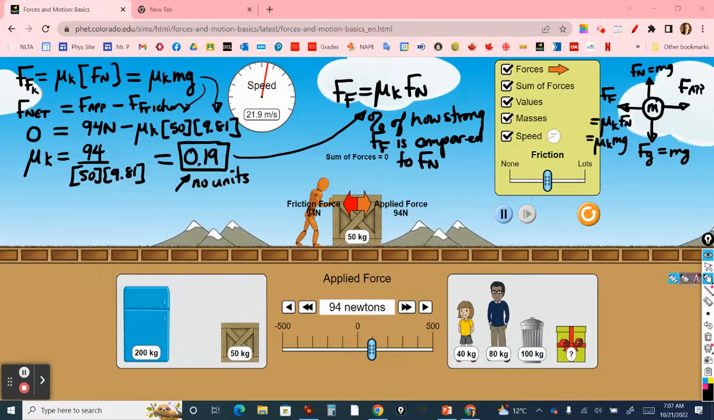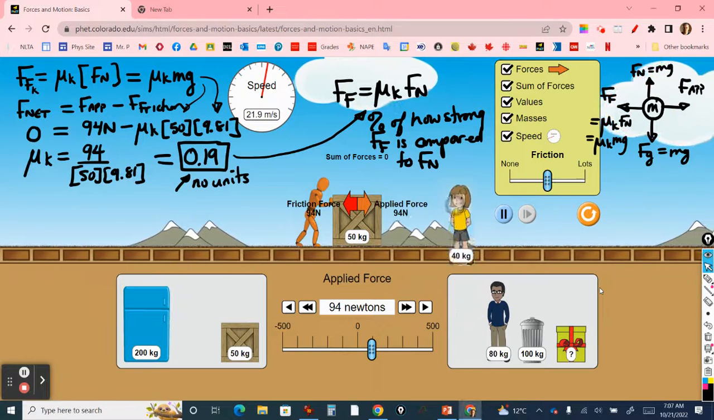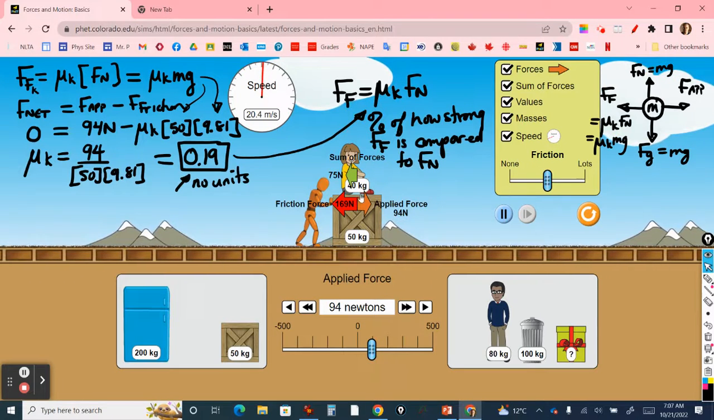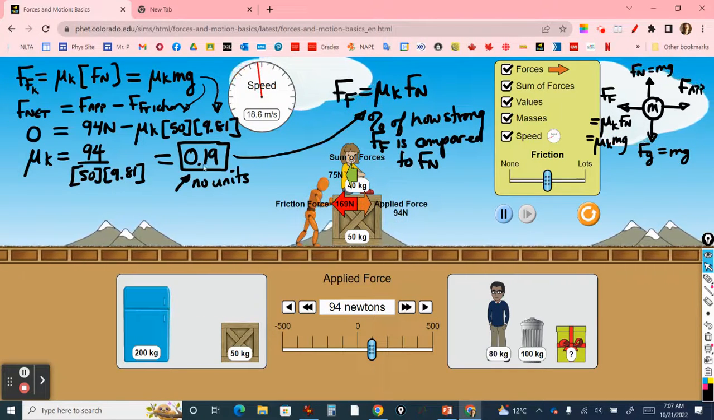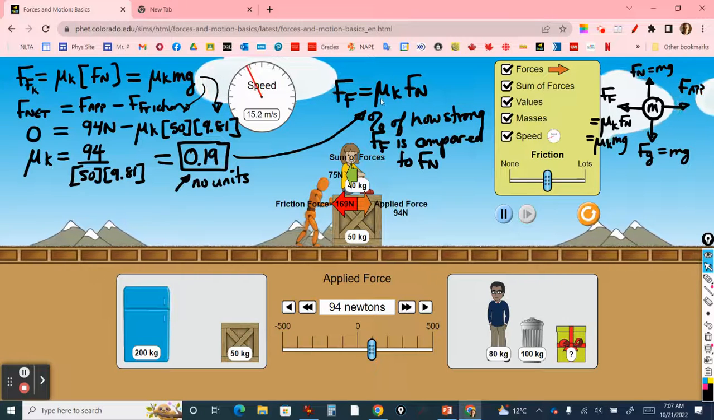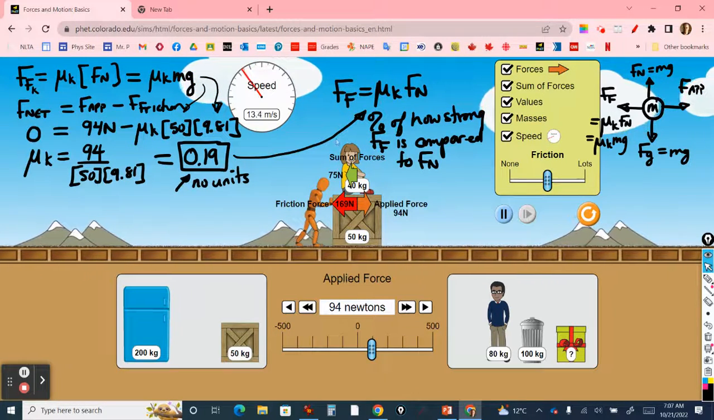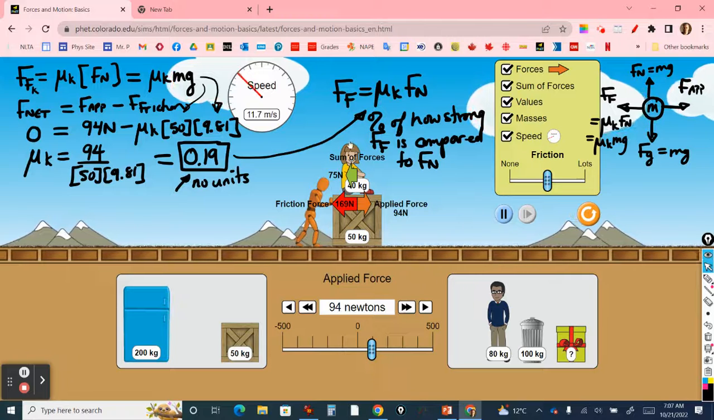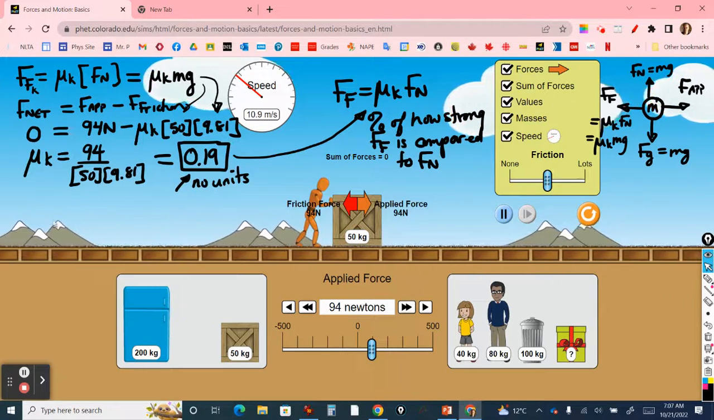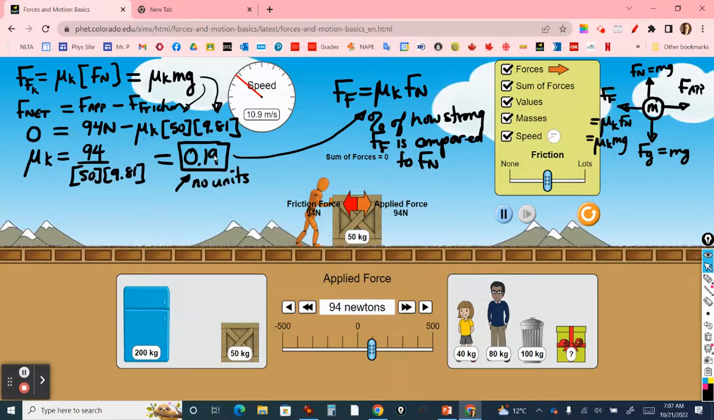And if I were to put more mass on top, the force of friction would increase. It would still be 19%. It would still be 0.19. But because the normal force has now increased, my force of friction has gone up. And we can do all kinds of problems like this. So that's what we're dealing with.